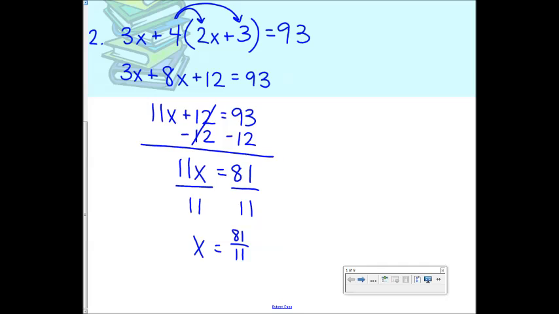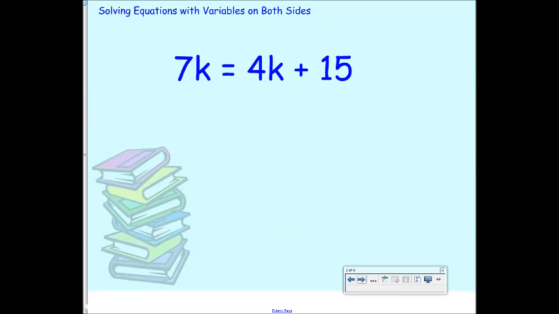Okay? All right, so what we're going to talk about for this second part of the lesson is solving equations that have variables on both sides. So sometimes you end up with an equation like this. And in this equation, we have 7k equals 4k plus 15. Does anyone have any ideas about what we need to do? Let's still remember the goal of algebra is always to what? Get the variable by itself, right? In this case, what's our variable? Okay, so we still want to isolate the variable.